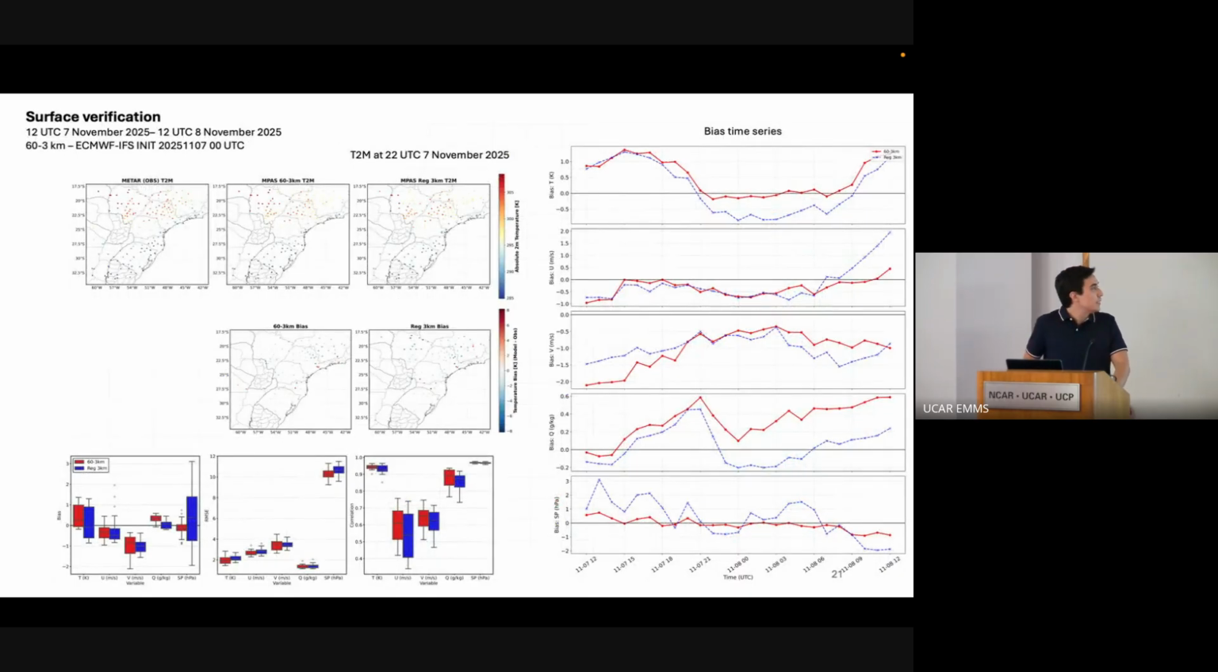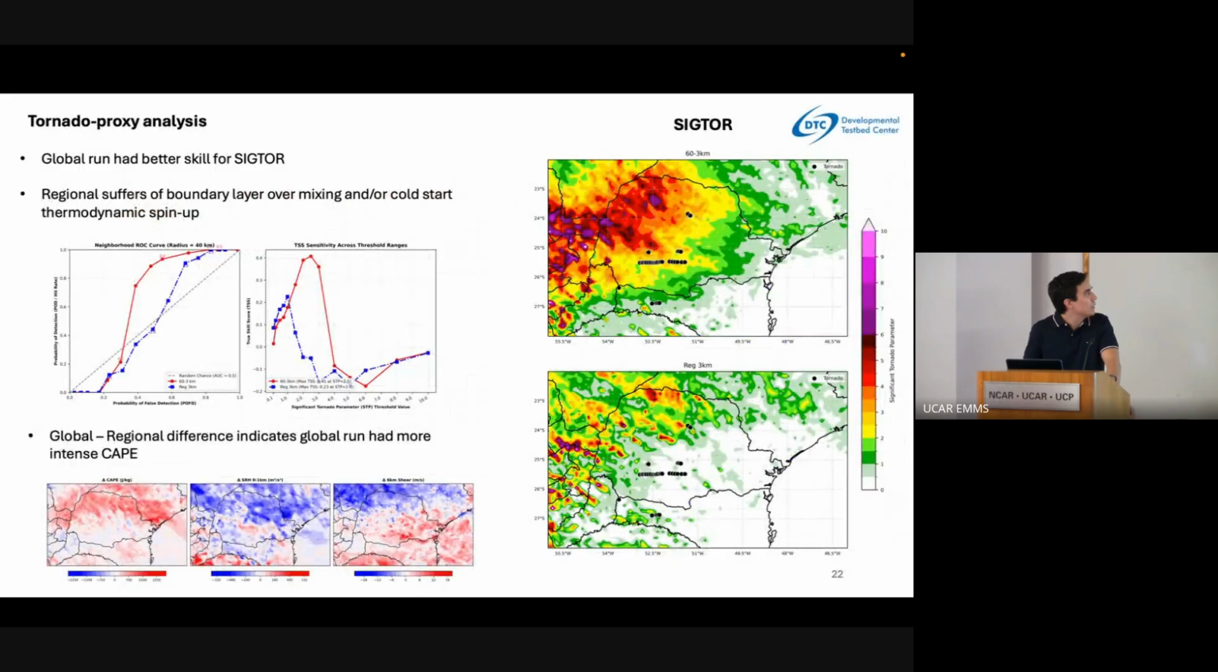In terms of surface verification, one more time, we have the global run doing a better storm propagation, as you can see, a near zero bias for surface pressure, but also a better comparison with the 2-meter temperature. That indicates to us that the model is doing better work in terms of the cold pool propagation and reproduction.